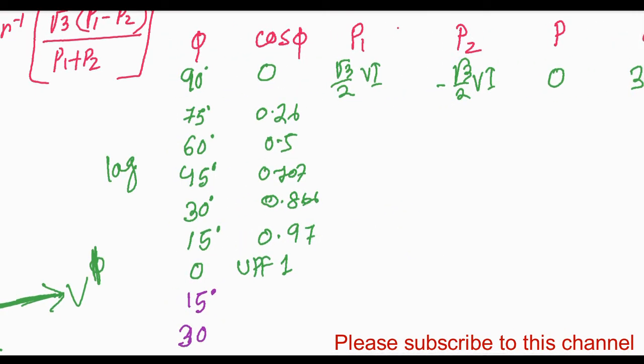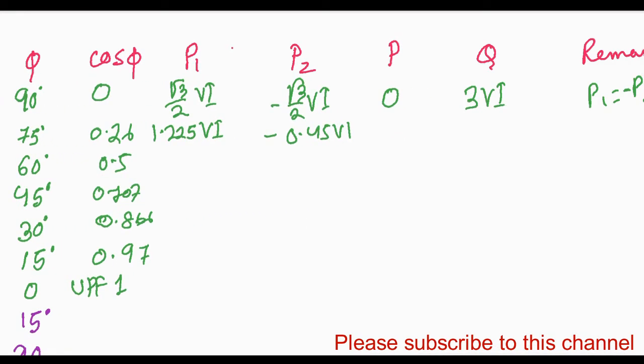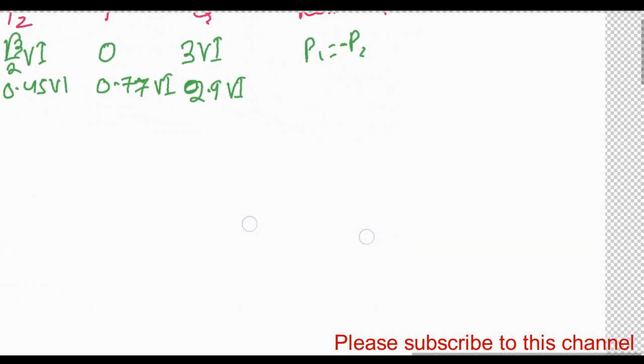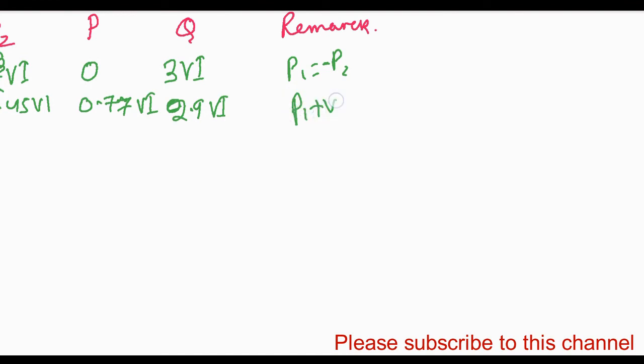Similarly, if we calculate for this one, this will be 1.225 VI, and this will be minus 0.45 VI, and here this will be 0.77 VI, and here this will be 2.9 VI, and here also P1 is positive, P2 is negative.